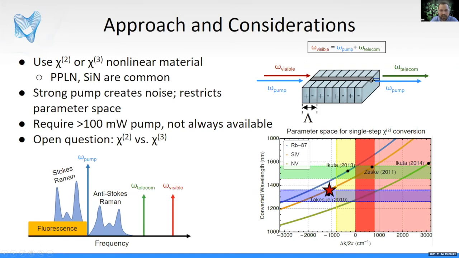Another constraint on this is that the pump typically needs to be around 100 milliwatts, and that's just, as a matter of practice, not always available at whatever arbitrary wavelength you need to get some visible wavelength to the telecom frequency that's desired. And then this Chi2 versus Chi3 is also an open question, I would say.